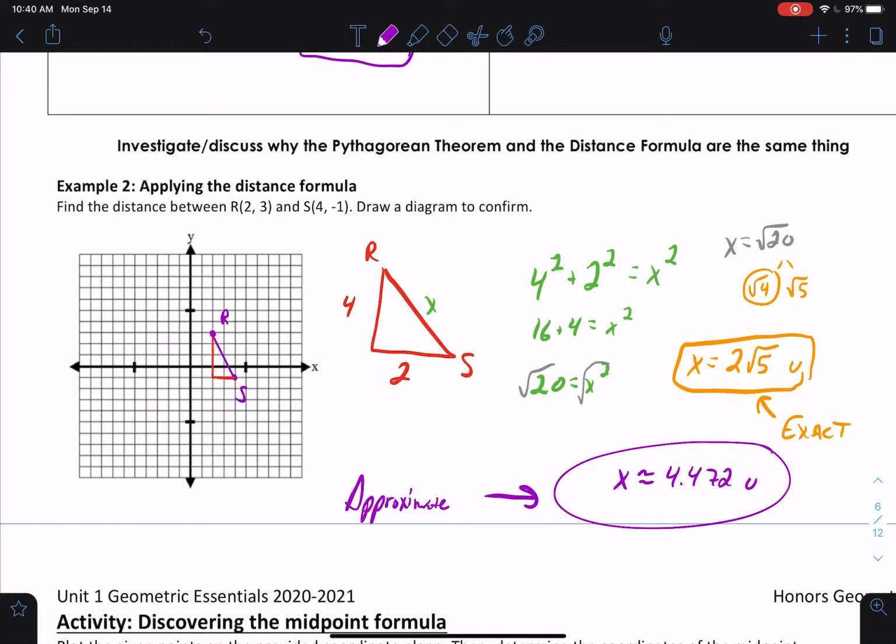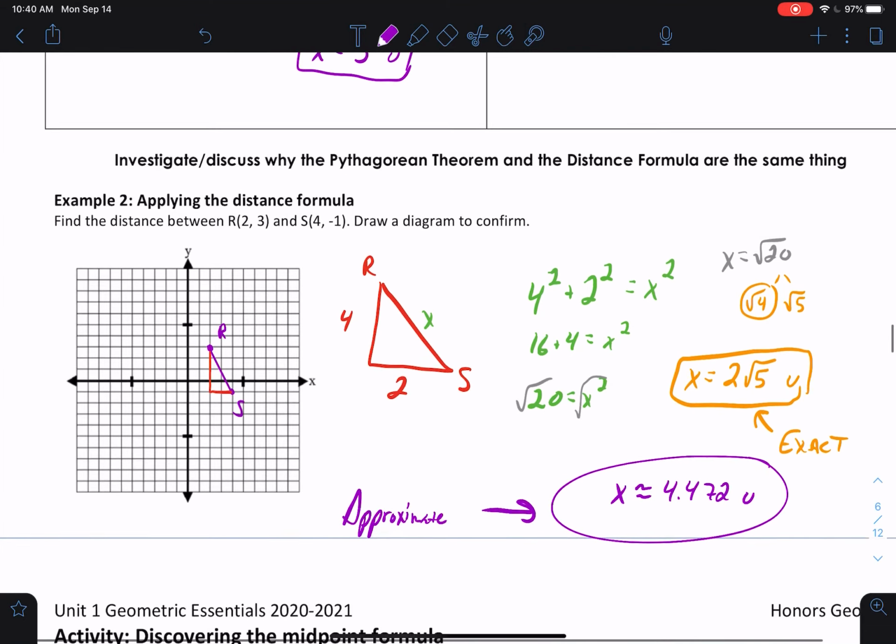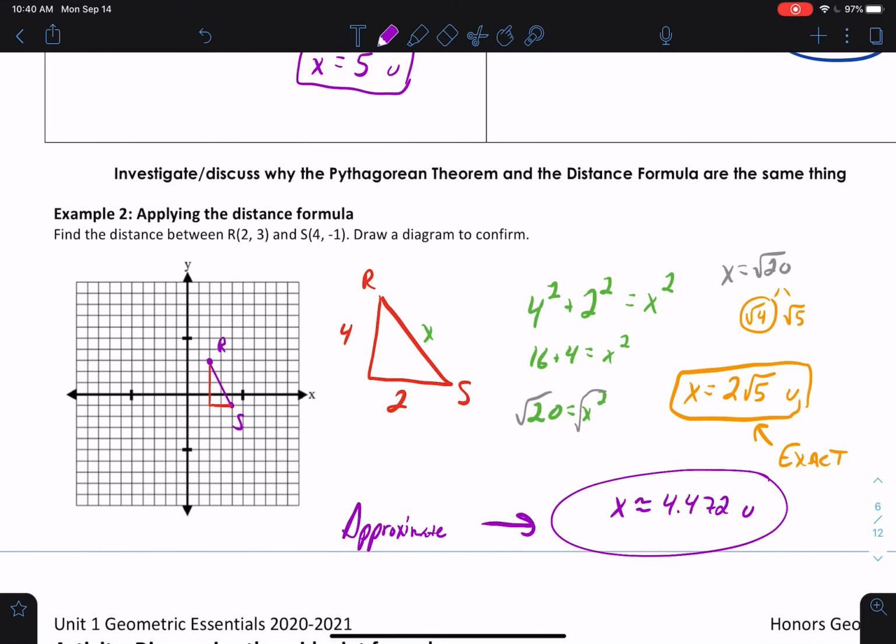Okay? So that's how we use Pythagorean theorem or distance formula, if that's what you want to do, in order to find the length of a segment. In the next video, we'll figure out how do we find the midpoint of a segment.